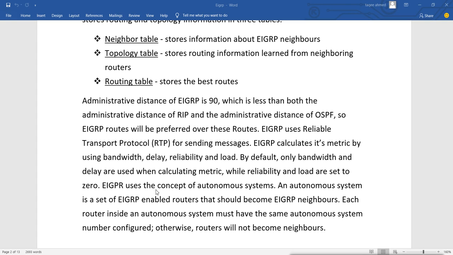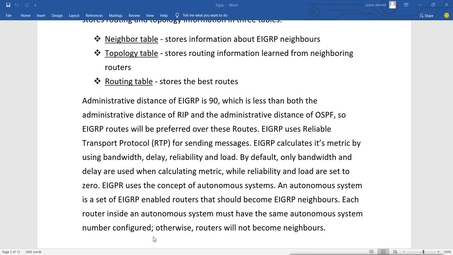So EIGRP uses the concept of autonomous systems. An autonomous system is a set of EIGRP enabled routers that should become EIGRP neighbors. And each router inside an autonomous system must have the same autonomous system number configured. Autonomous system defines the routing boundary of a routing domain, and those numbers are unique and provided by the ISP. So your company will get a unique number from the ISP, and you will use it on all your routers which you configure.